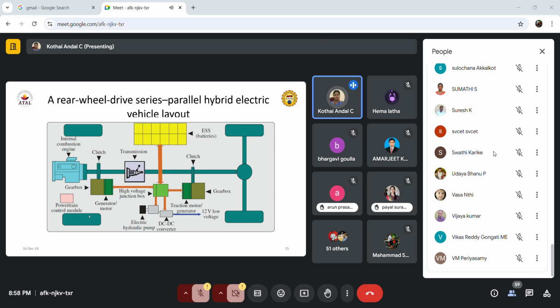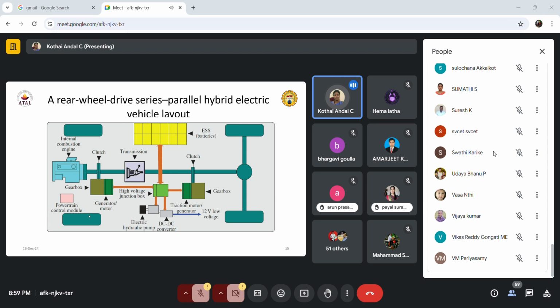Both modes are possible here. The series hybrid behavior is preferable when we go for city driving, so we can change the mode of operation. The mode of operation can be controlled easily. When you are in city driving conditions, we can change into the series hybrid mode.